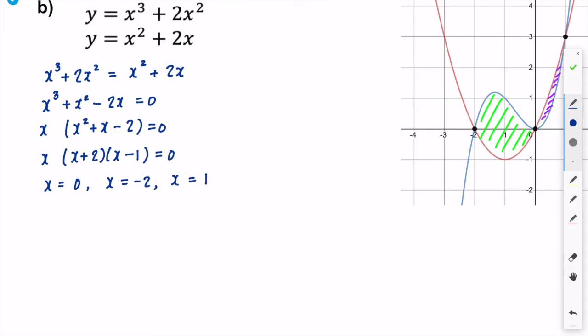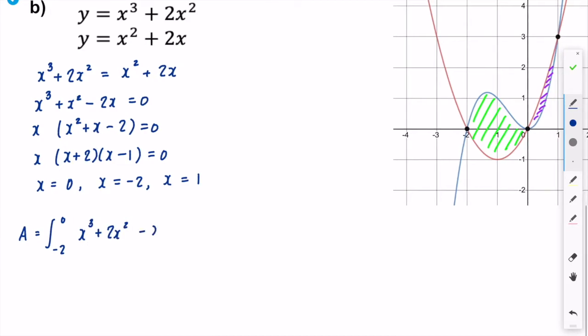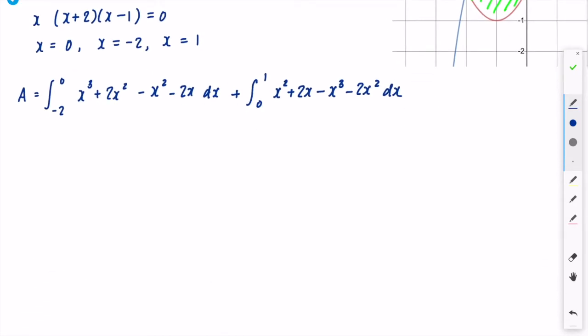Between negative 2 and 0, I know that the cubic function goes on top, which means I should be doing x cubed plus 2x squared minus x squared minus 2x dx. And then from 0 to 1, I should switch. I have x squared plus 2x minus x cubed minus 2x squared. So it just becomes integration now.